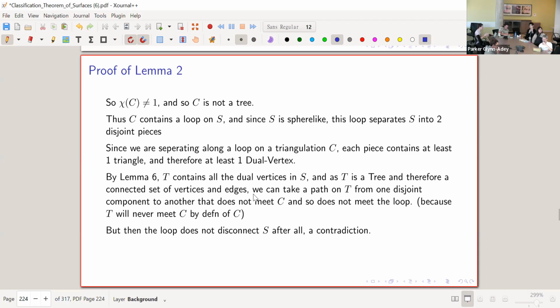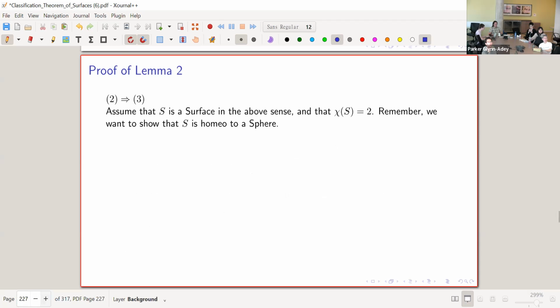But then the loop doesn't disconnect S after all, because we can take a path from one point on S to another going around the loop. Then the loop doesn't disconnect the surface, right? It doesn't partition the surface into 2 parts. So 1 must imply 2.